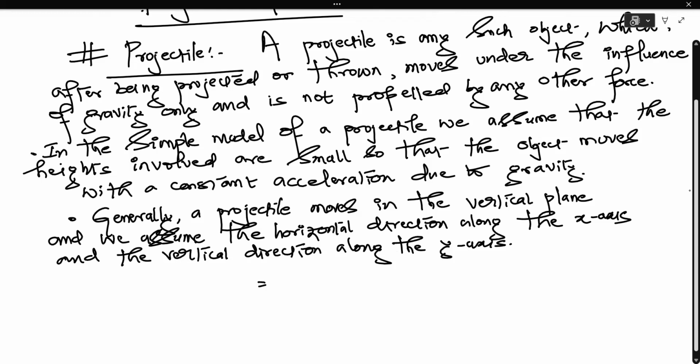Therefore, we can say in projectile motion, along x-axis কোনো acceleration থাকবে না, along horizontal direction the object will always move in a uniform motion, in a straight line. Clear? Understood?